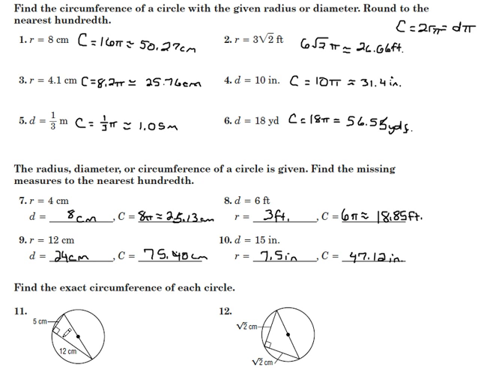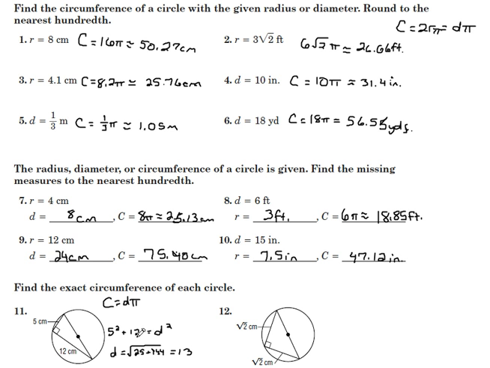Okay, for number 11, find the exact circumference of each circle. So the circumference, remember, is diameter times pi. We need to find the diameter. The diameter is acting as the hypotenuse of this right triangle inscribed in the circle. So if we apply the Pythagorean theorem, 5 squared plus 12 squared will equal the diameter squared. Then if we take the square root of 25 plus 144, that's the square root of 169, which is 13.